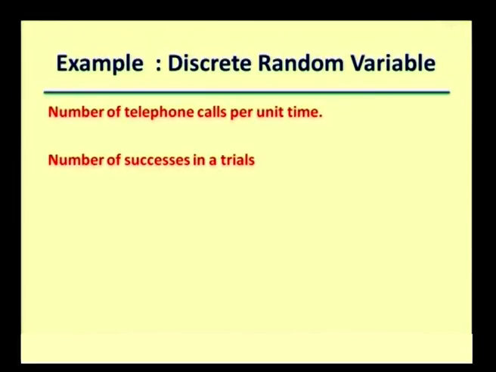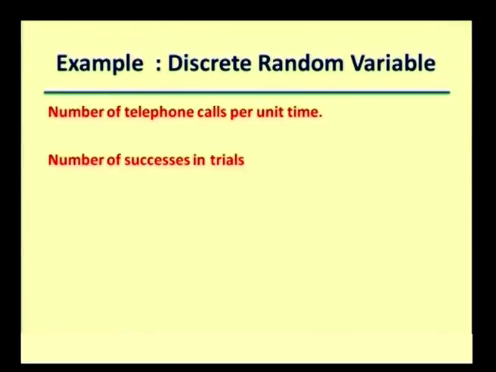Another example of discrete random variable is number of telephone calls per unit time. Okay, you can count how many calls are coming in a unit of time. For example, in 1 hour you can just count 1 call or 2 calls or 3 calls, like that you can count the n calls in a unit of time. So that is also a discrete random variable. Even if it is infinite and if you are able to count, that random variable is called a discrete random variable. And another example is number of successes in trials. We have discussed the discrete nature of a random variable where it can be infinite but it should be countable.